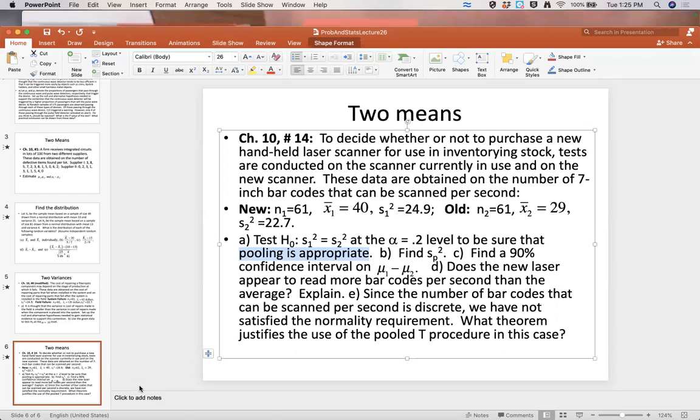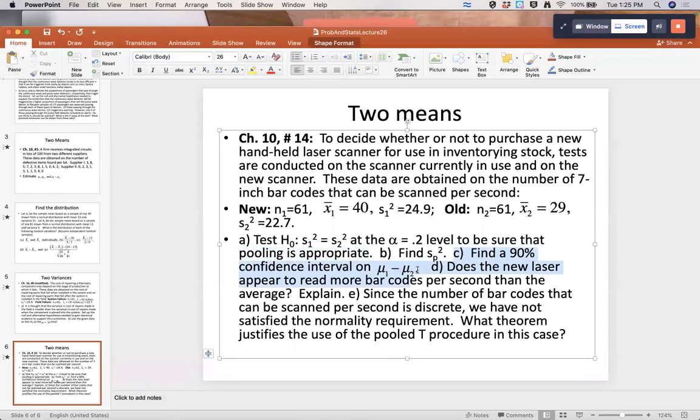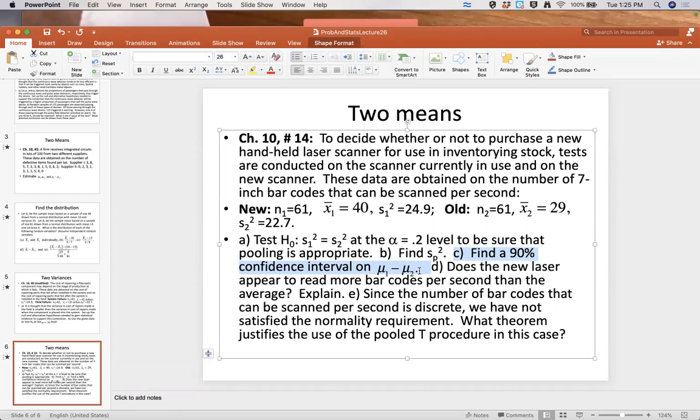I'm not going to take the time to do the calculation, but if in doing a 90% confidence interval for this difference, we got an interval that only contained positive numbers, which it could, because x1 bar is bigger than x2 bar, right? x1 bar minus x2 bar is 11. If the margin of error is less than 11, then our confidence interval is only going to contain positive numbers.